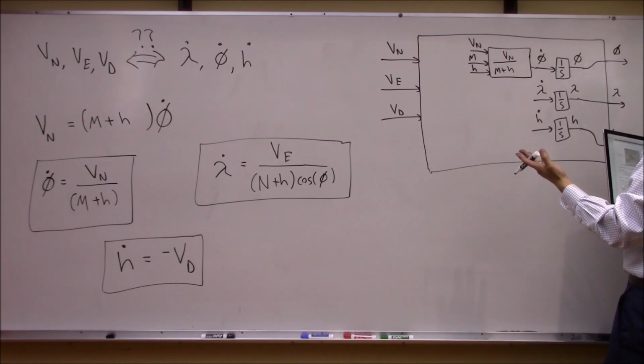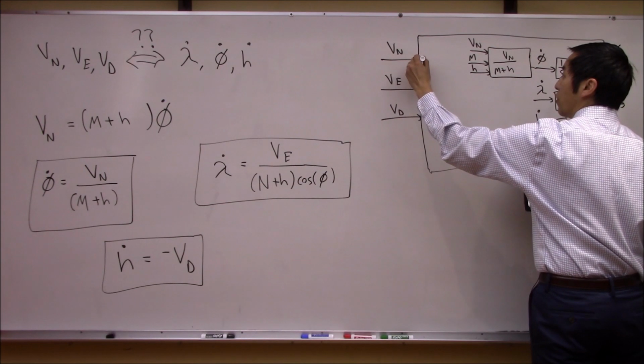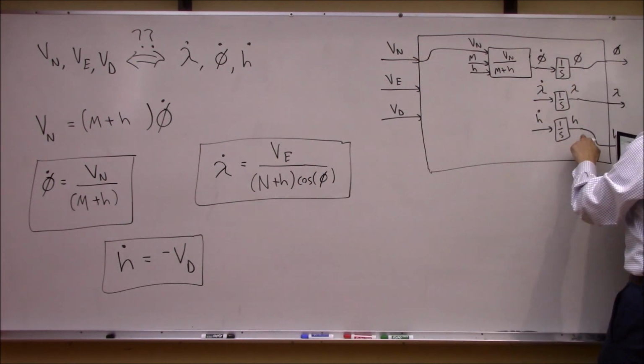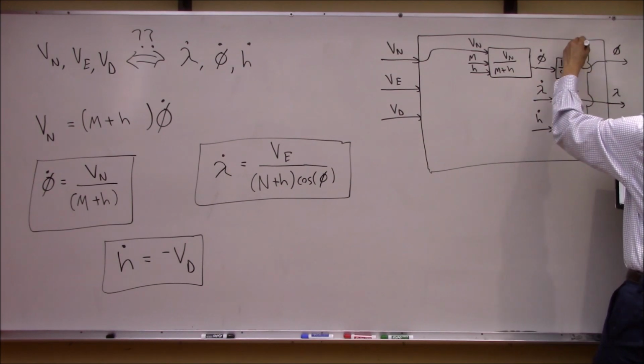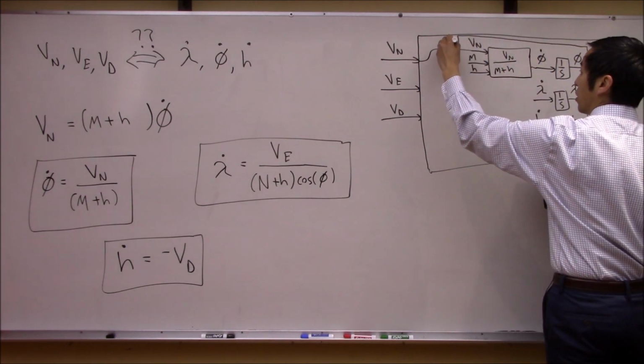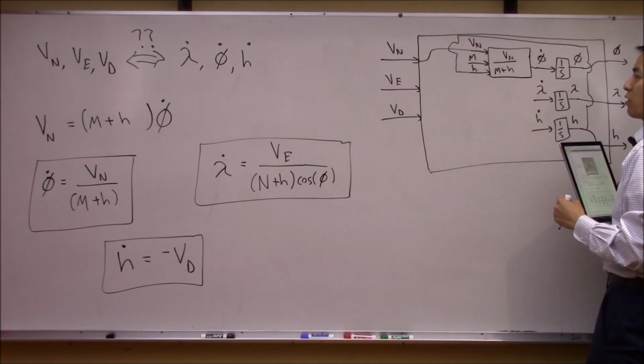Well, we can start basically trying to cobble all these signals together. Well, here's V north, so here's V north right away. Here's h over here, so I can basically feed this back. Oh boy, sorry, this is going to get a little bit ugly. Okay, like such. Now, where does this radius of curvature come in?